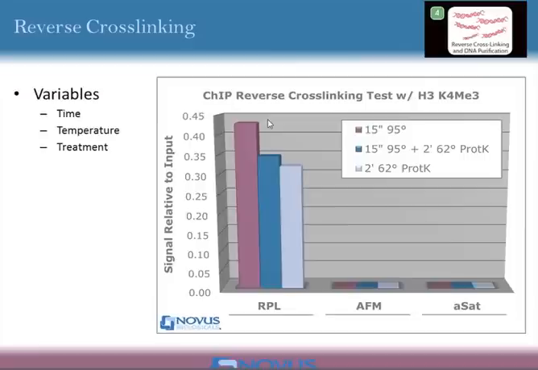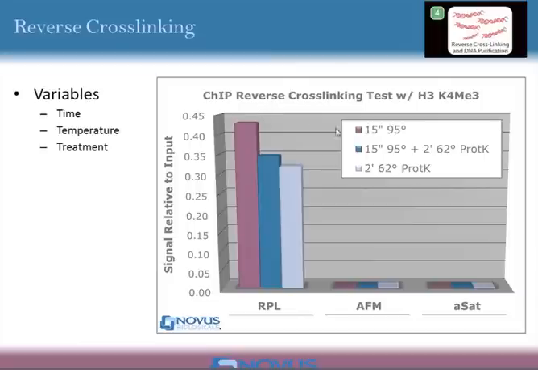We did some experiments between either doing this overnight treatment or doing a quick treatment, and we don't find too much of a difference. And we actually usually, depending on the antibody, find the quick treatment is better. So here we're looking at a reverse cross-linking amplification, again, of that RPL primer set with the H3K4me3 antibody.